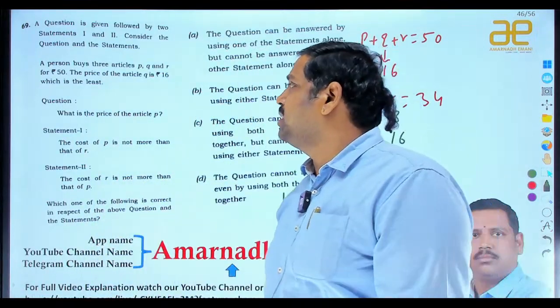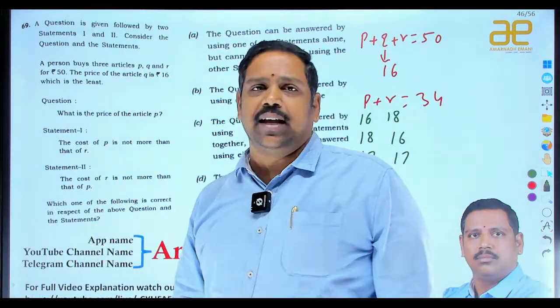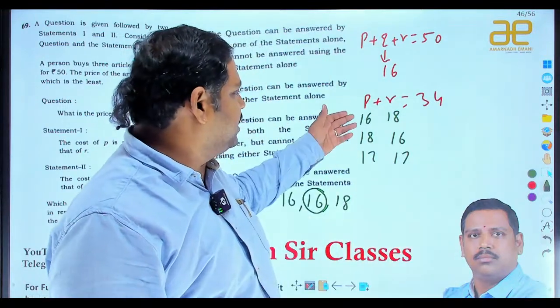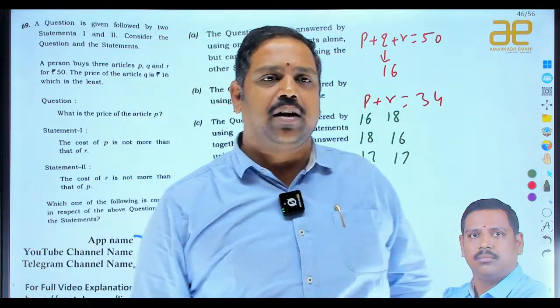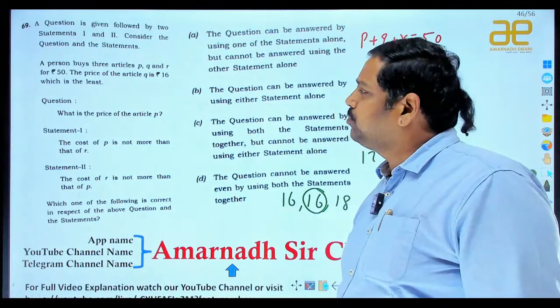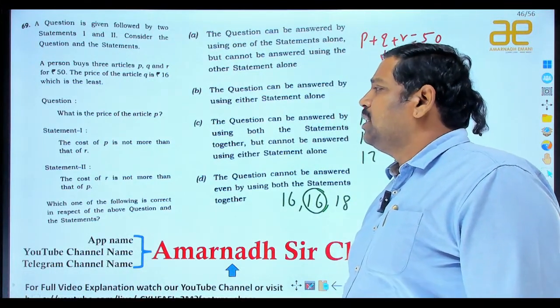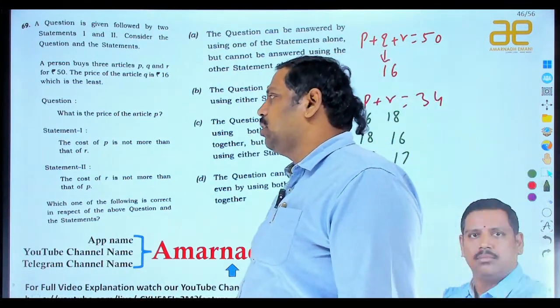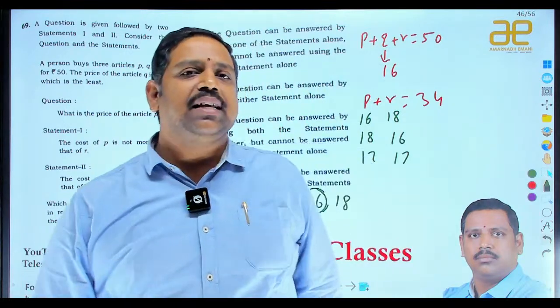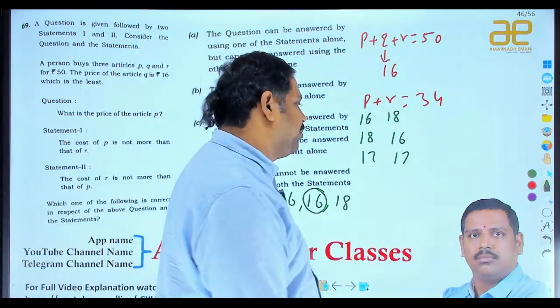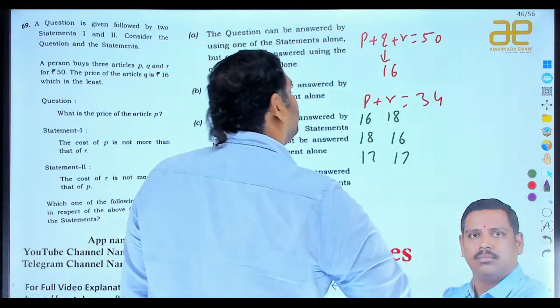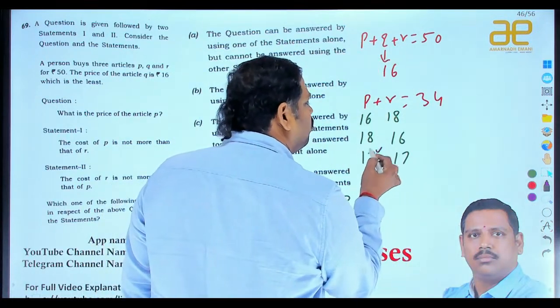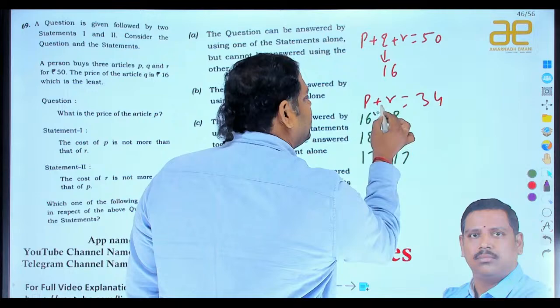Now the question is, what is the price of P he is asking? Okay, 16, 18, 17, which one is he asking? See the question. Statement 1: the cost of P is not more than R. Not more than R means maybe equal to, maybe less.